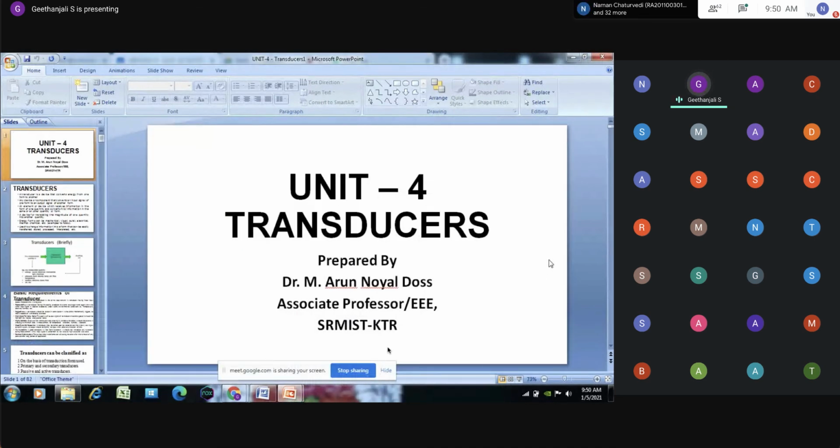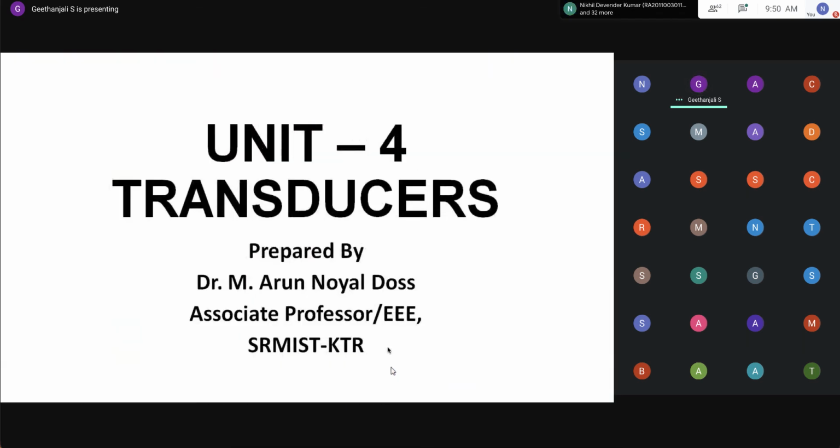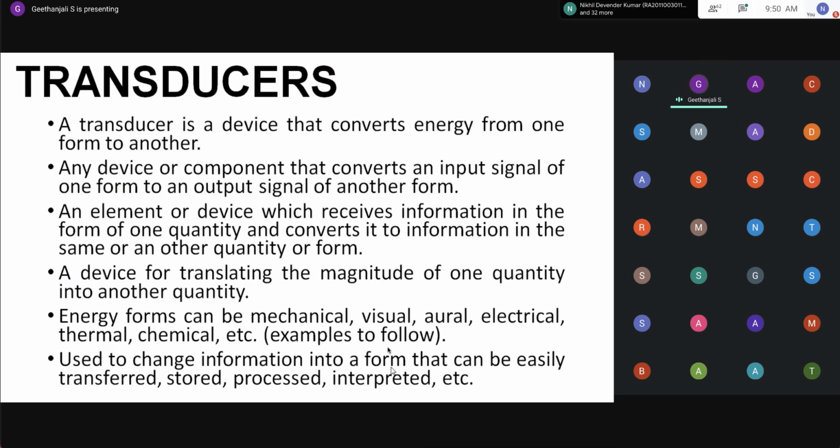So next, let us see unit 4. In unit 4, the first topic is transducers. All of you go through this slide. The first topic is transducers.